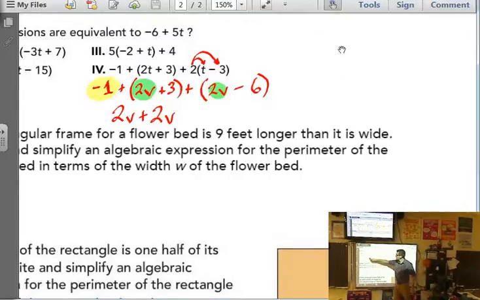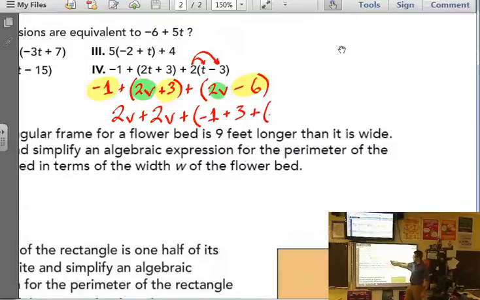Then my constant values, I have a -1, a +3, and a -6. So I add -1 plus +3 plus a -6. The easiest thing to do, guys, when we have lots of terms, group your positives together, group your negatives together. Now, can I add 2v and 2v? Yeah. What do I get? 4v, or whatever variable you're using.